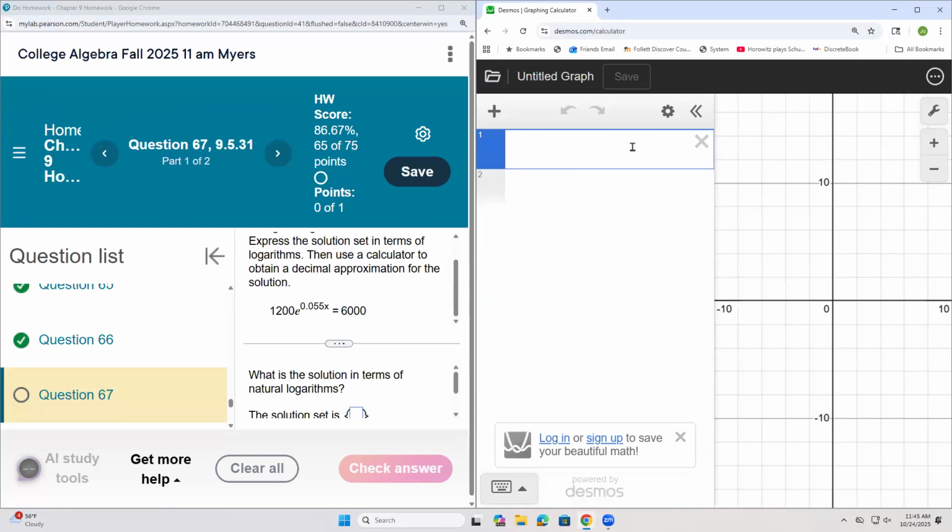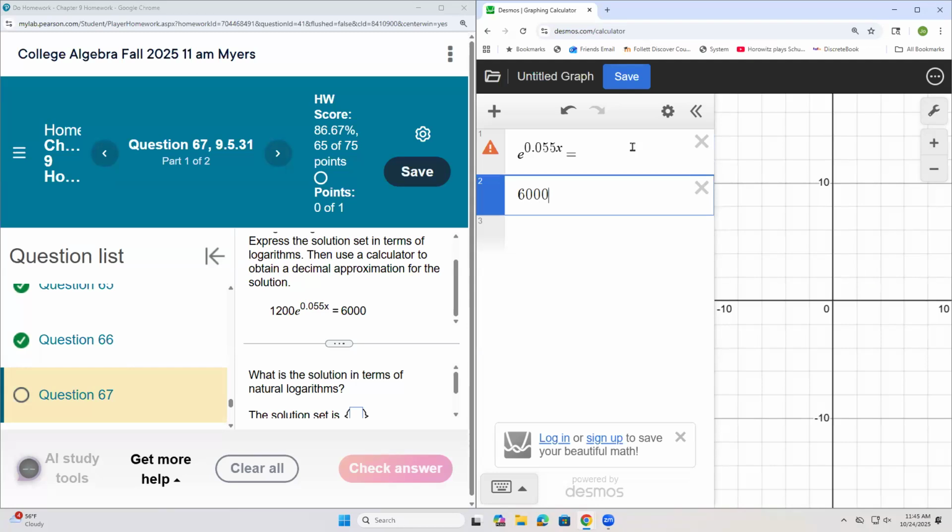And we have 1200 divided by, okay, what are we going to do first? We're going to divide by 1200, right? If I divide by 1200, I just get e to the 0.055x. And now if I did 6,000 divided by 1200, what's that? It'd be 5. Sweet. So if I did that on the right, I'd have e to the 0.055x equals 5.